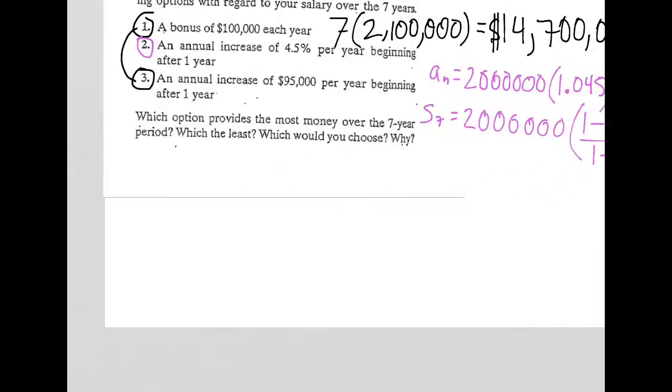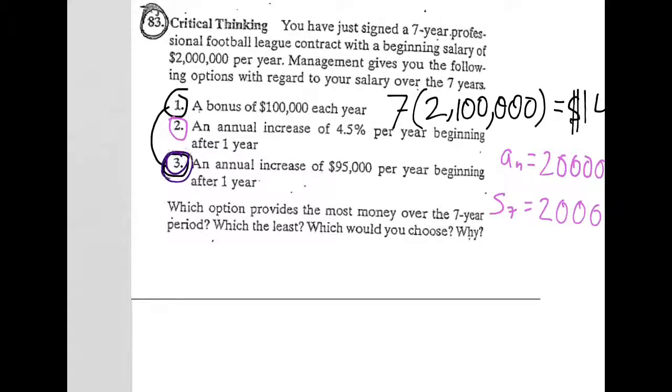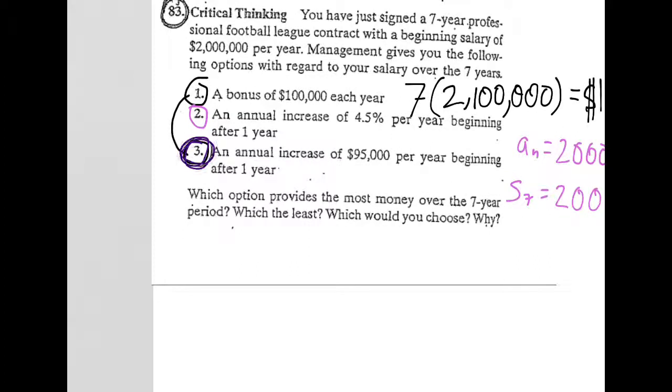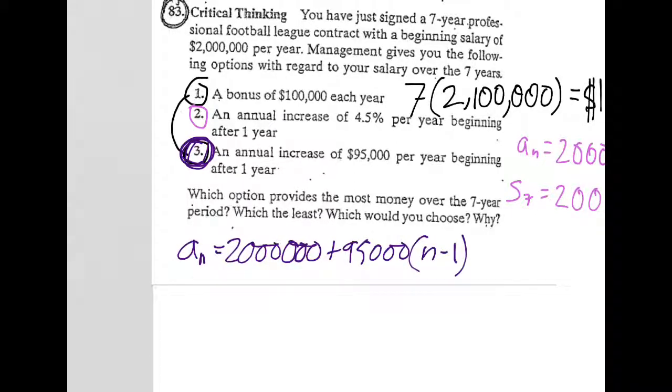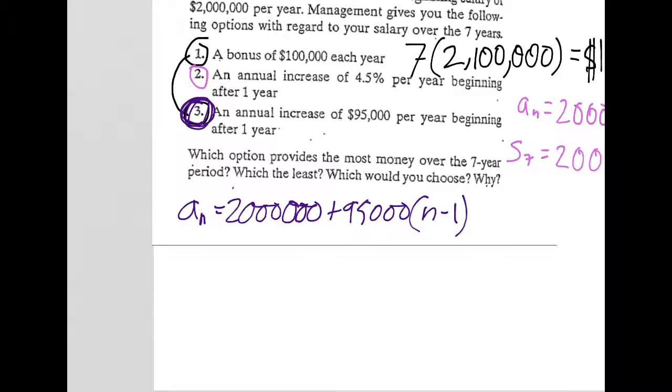And now let's do this last problem, option 3. Make this one dark purple. So going back to the issue, what's the difference between option 1 and option 3? Well, option 3 is saying we are increasing our yearly salary each year. Each year after the first, we're increasing our salary by $95,000. If we're increasing by a constant amount each time, we're talking about an arithmetic sequence. So a sub n equals our starting amount, which is still 2 million, plus our common difference, which is 95,000 times n minus 1. It fits our model, so we can use our summation formula.